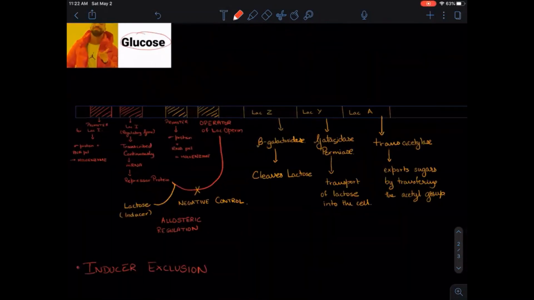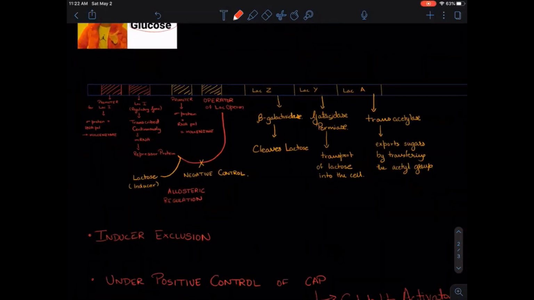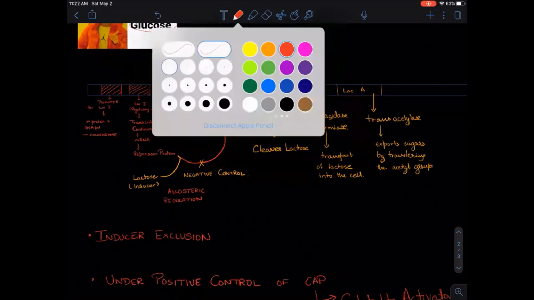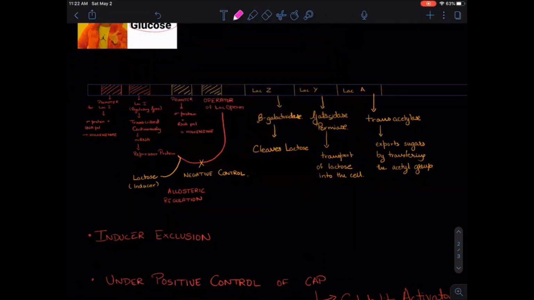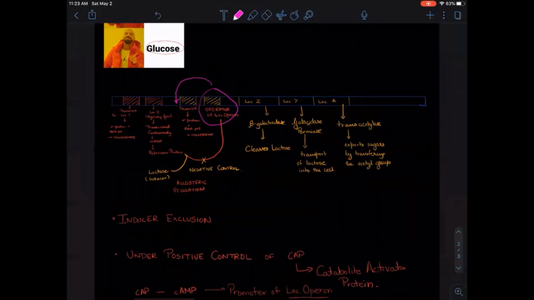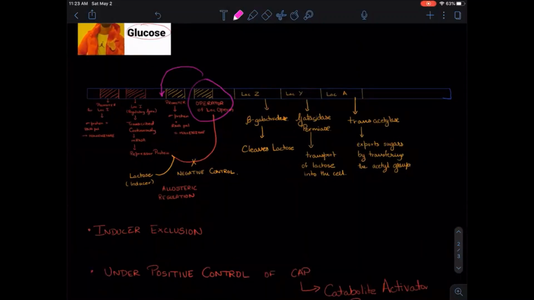To conclude, we have one challenging question. Let's say the operator of the Lac Operon is moved ahead of the promoter, that is, if the operator is taken and moved here, what effect will it have on the Lac Operon? Think about it and comment in the comment section. I will let you know the answer in the next video.